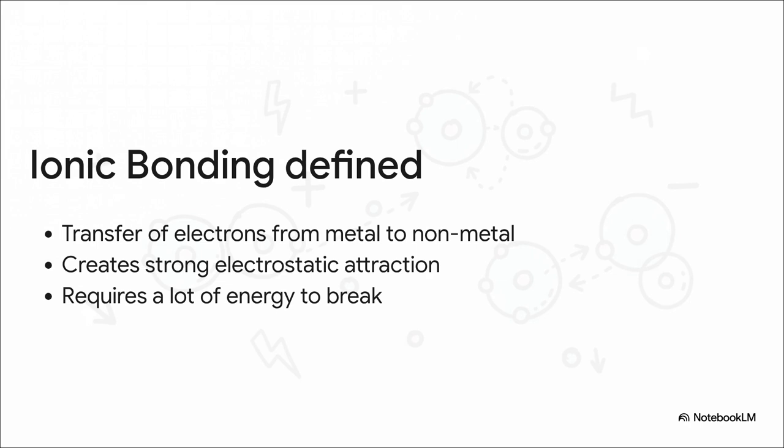Ionic bonding happens specifically when metals, which are generally found on the left side of the periodic table, transfer their electrons to nonmetals on the right side. When this transfer happens, the atoms literally become electrically charged ions. And since opposites attract, an incredibly powerful electrostatic attraction forms between these positive and negative ions. We're talking about very strong forces here, meaning it takes a massive amount of energy to break them apart.